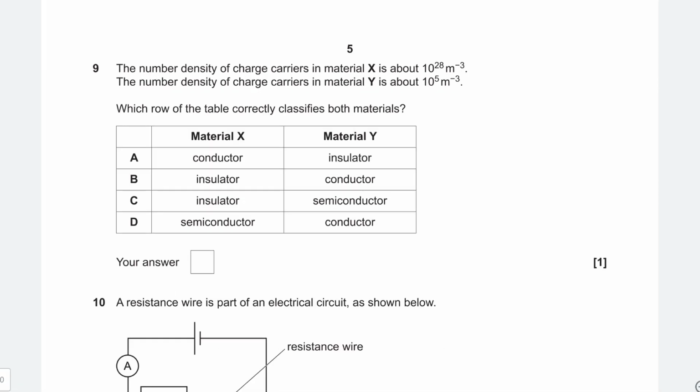Next one. The number density of charge carriers in material X is around 10 to the power of 28 per meter cubed. The number density of charge carriers in another one is around 10 to the 5. Which row of the table correctly classifies both materials? Now 10 to the 28 is a massive number, so it has to be a conductor. Definitely not an insulator, and definitely not a semiconductor as well. Correct answer has got to be A.